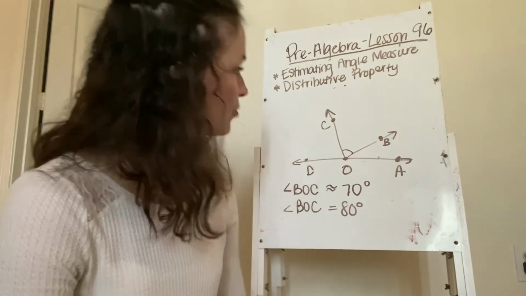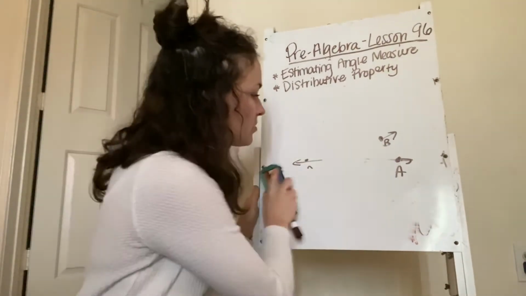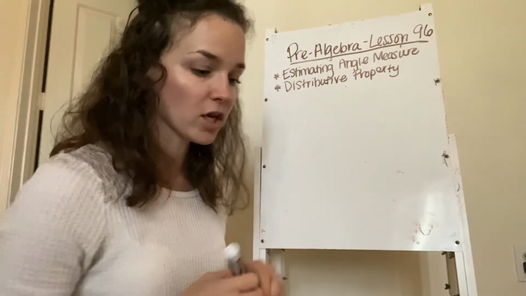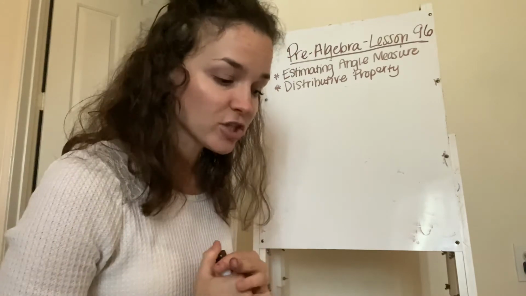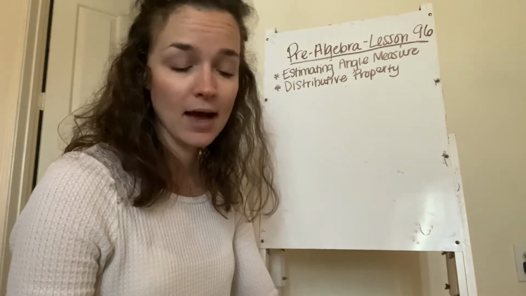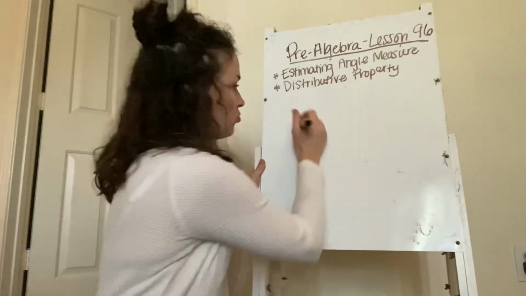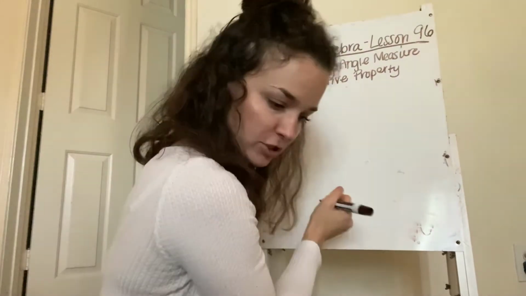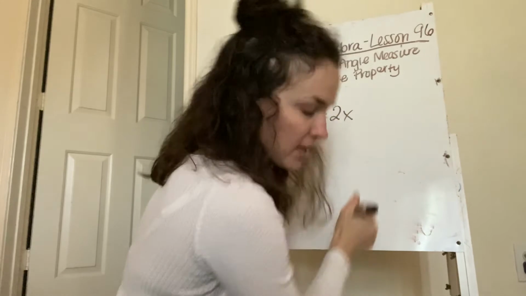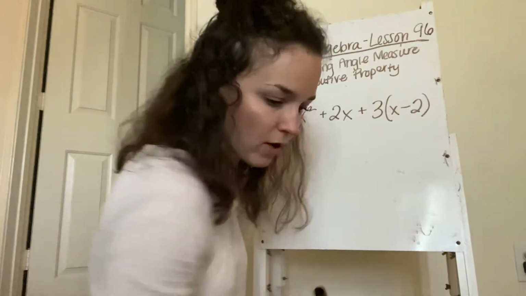All right, let's talk about distributive property. So for distributive property, we've definitely already talked about how to distribute. I know you guys know how to do this, so I'm not even really gonna go over the process. I'm just gonna talk about what it looks like when we throw some distribution into an expression that we have to simplify using order of operations. So let's look at this expression: x squared plus 2x plus 3 times (x minus 2), okay?